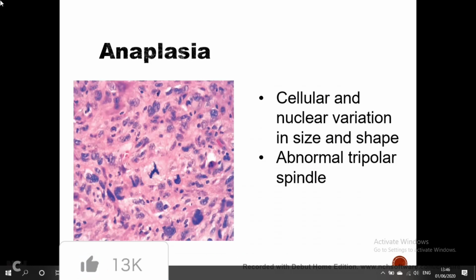Okay, coming to the cellular nuclear size variation, again you can see the pleomorphism, a lot of pleomorphism. Every cell is different in shape and size. They do not match with each other. Then they have this tripolar spindle, which is a bad sign, a bad kind of mitosis. We call it abnormal mitosis seen in cancerous cells. You can see some tumor giant cells over here also. So this is a tripolar spindle.